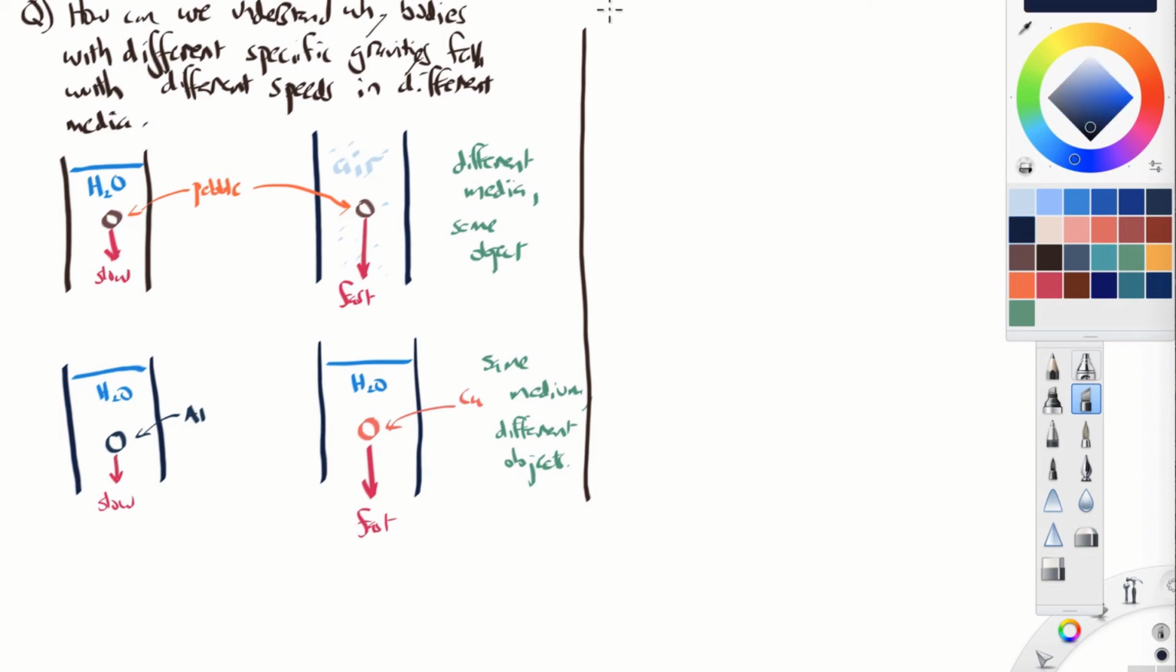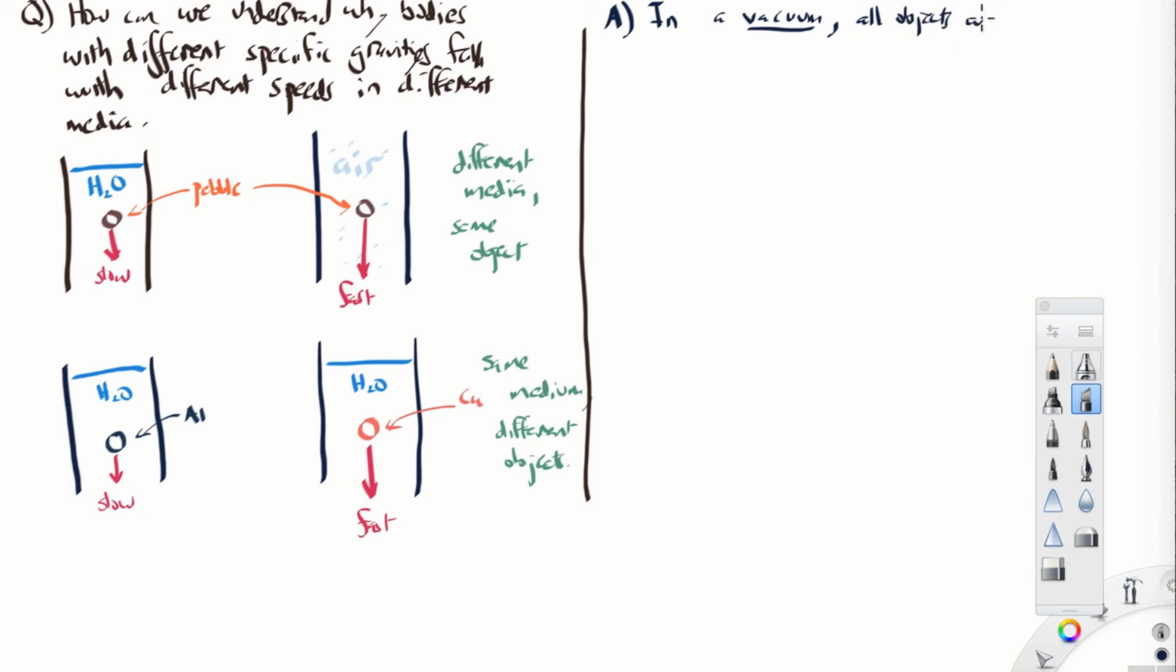I'm just going to jump right to the answer that Galileo is going to provide. He's going to say, and this is what he talks about in this chapter, that in a vacuum, and again, this is a controversial topic because some people don't believe there can be a vacuum, but he's going to argue that in a vacuum, all objects would accelerate. And I'll say more about this in a moment, what I mean by accelerate, but they would accelerate at the same rate.